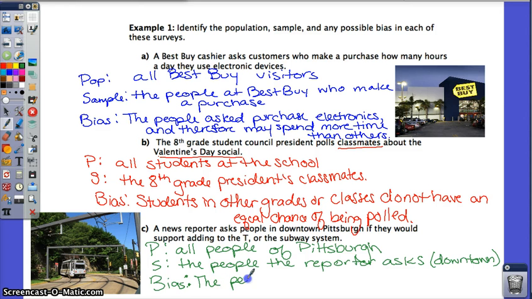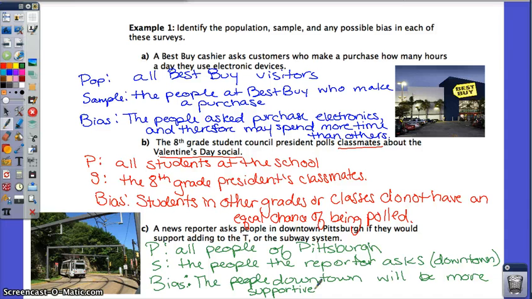The people downtown will probably be more supportive because they're down there. They need to get around. That could be a bias in this result. Now, that's not saying that this is wrong, right?